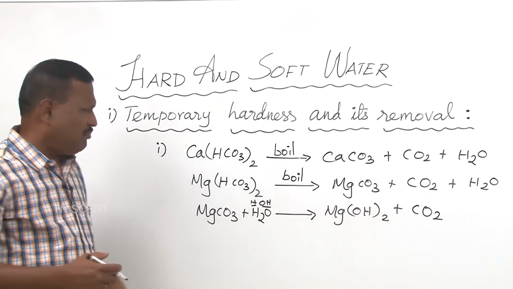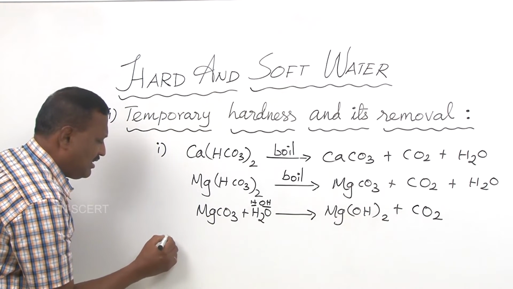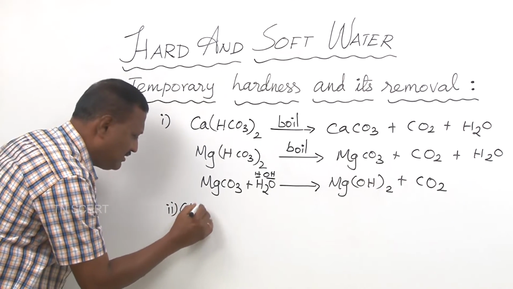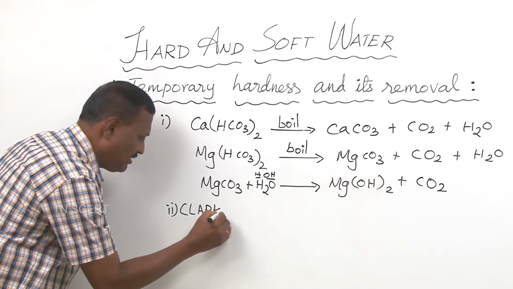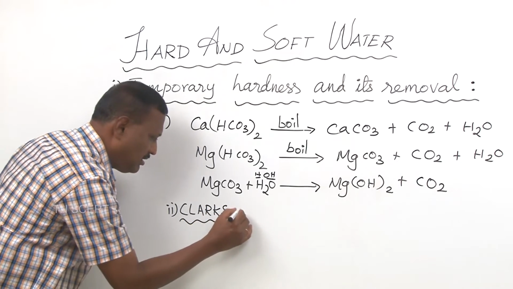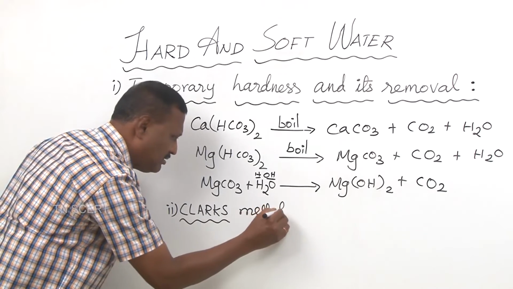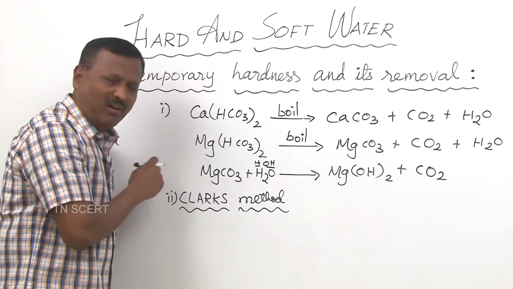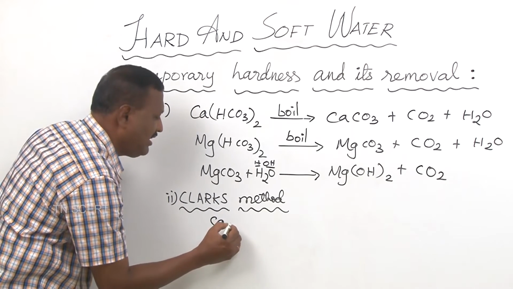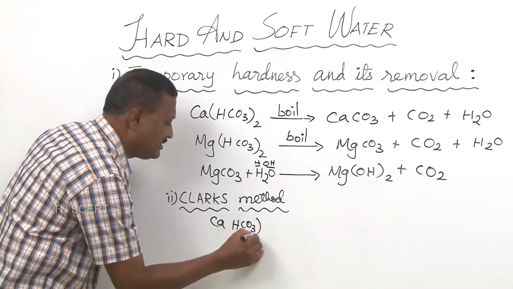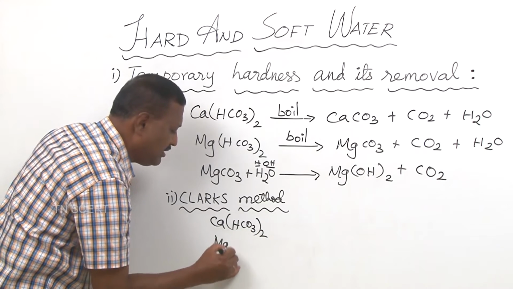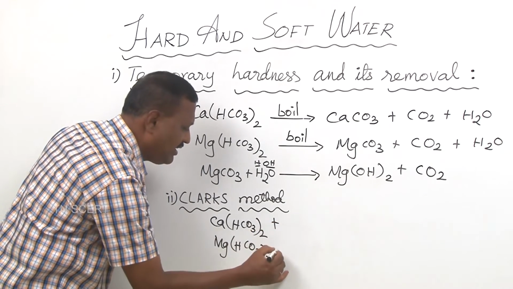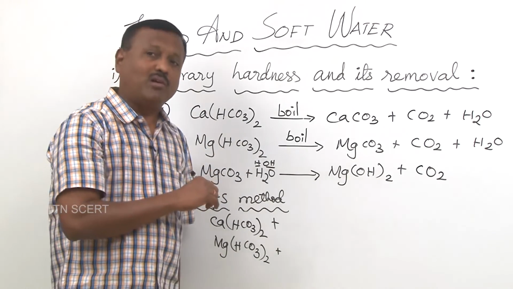And the second method is called Clark's method. In Clark's method, we take hard water that consists of calcium bicarbonate, Ca(HCO3)2, and magnesium bicarbonate, Mg(HCO3)2. Here it is treated with lime water.